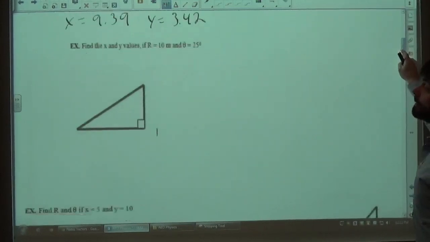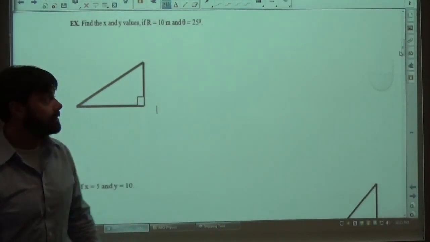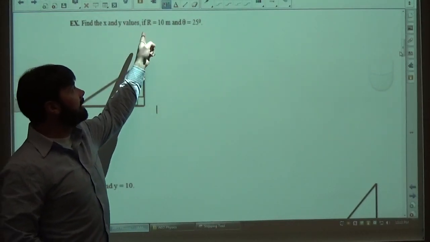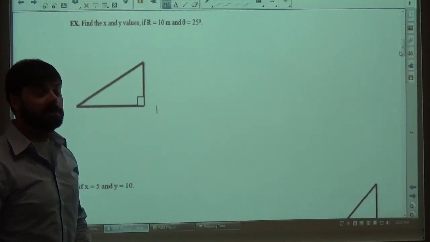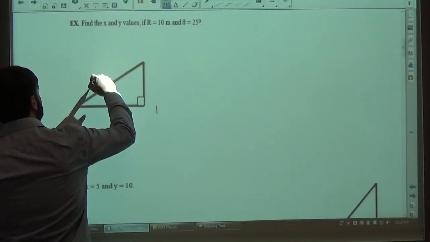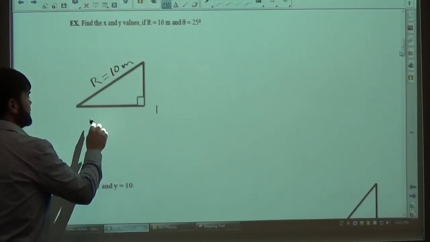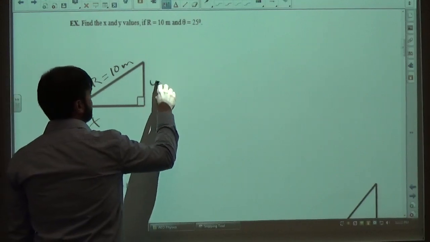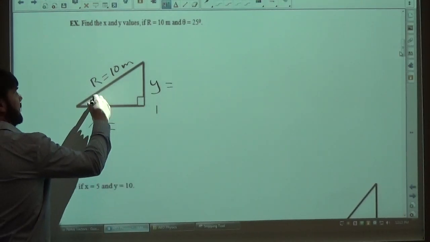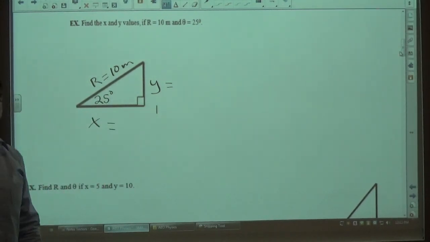So, first example. They give us a right triangle diagram, looks kind of like this, and they say to find the x and the y values if r, the resultant, is equal to 10 meters and our theta is equal to 25. So they're going to tell us that this r here is equal to 10 meters, and they're going to ask us for x, and they're going to ask us for y. So these two things are unknown, but they do tell us that the angle over here in the corner is equal to 25 degrees. Solve from there.